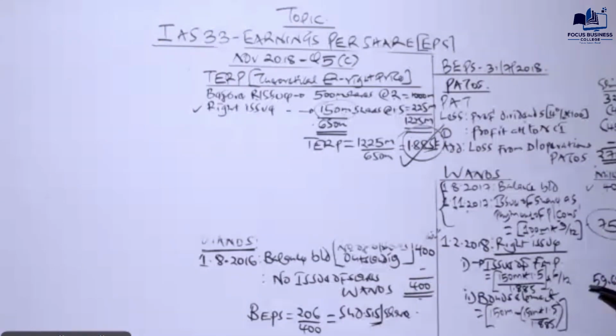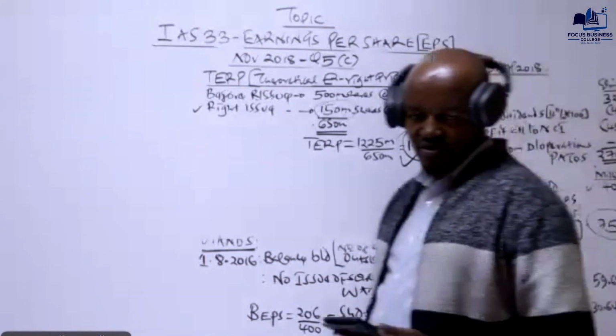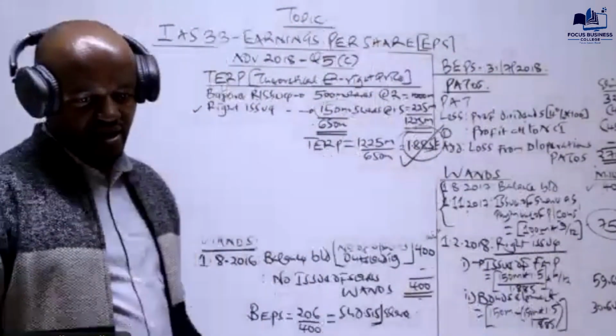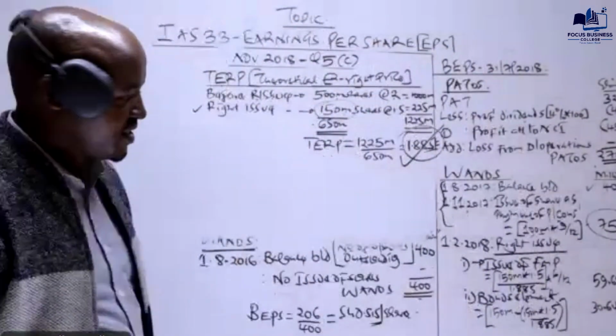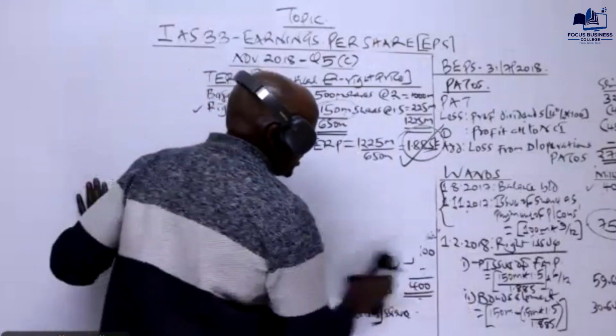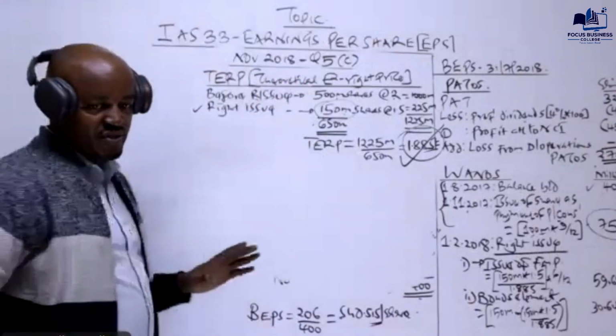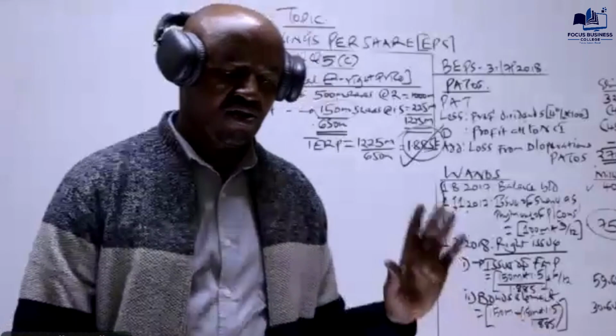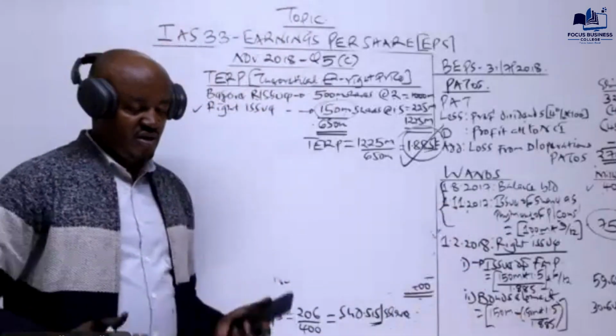What about this one? And this one, we have 150 times 1.5 divided by 1.885. We deduct that from 150, which will give us 30.64. Yes, that's basically how we deal with that rights issue. And this is something we will be able to see. We will come across this concept of rights issue in almost all questions for earnings per share.